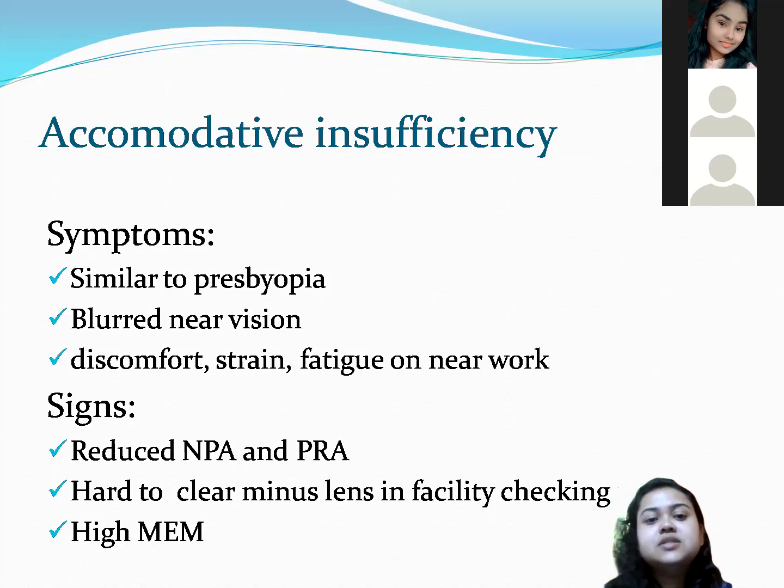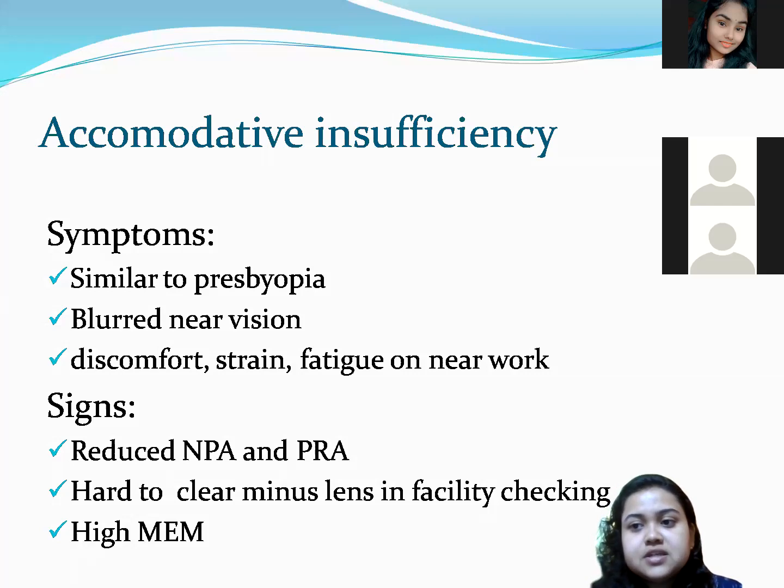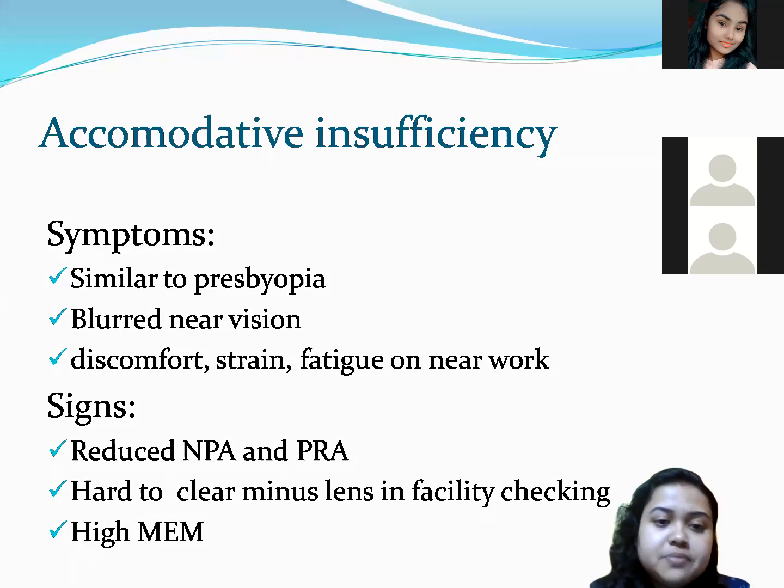Okay, so how do you measure the amplitude of accommodation? We need to compare with Hofstadter's formula. So for a 15-year-old patient, what should be the normal amplitude of accommodation? It is 18.5 minus 0.3 into age. That is Hofstadter's formula. So 0.3 into 15 is 4.5. 18.5 minus 4.5 means it is 14.5. So 14.5 diopter should be the normal amplitude of accommodation for a 15-year-old patient, right?